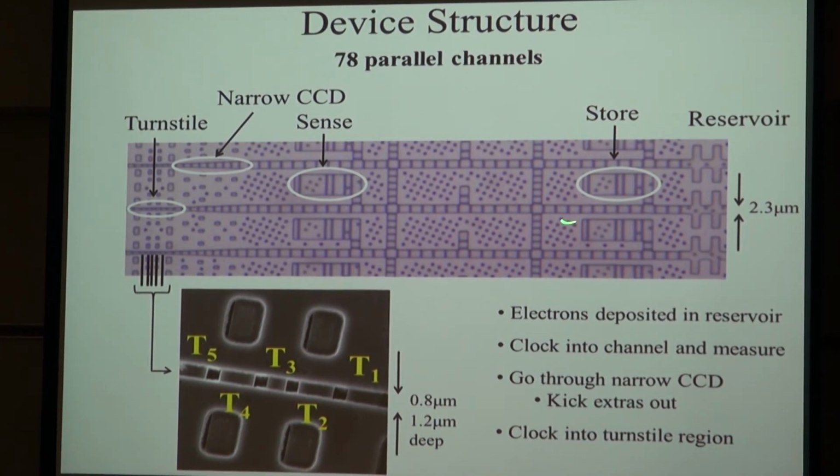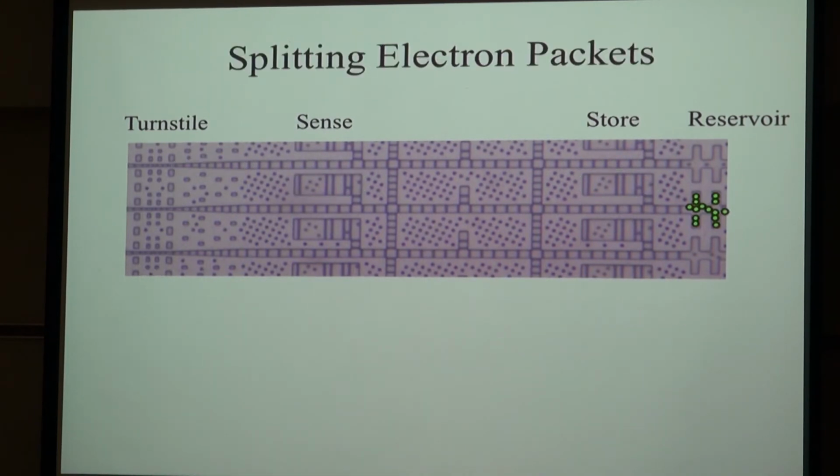What we're going to do is this one we're going to use just for storing electrons. This one we're going to use for sensing, for measuring. Actually, we could sense there, too. There's a twiddle gate, and this is the sense gate. And then here's our turnstile, and this is what we'll call a narrow CCD, and a blow-up of the turnstile. It has 5 little gates. The center one is narrow.